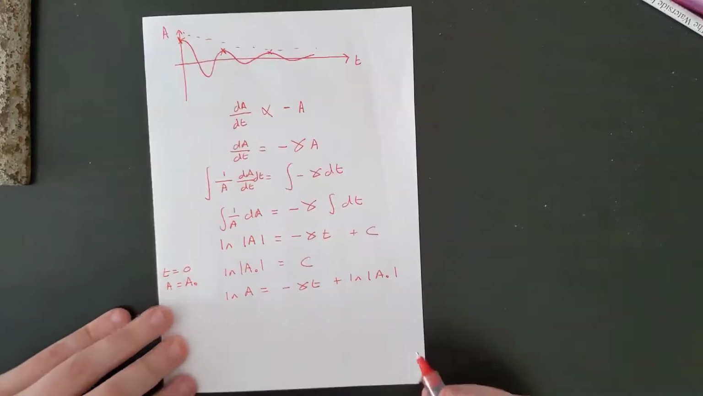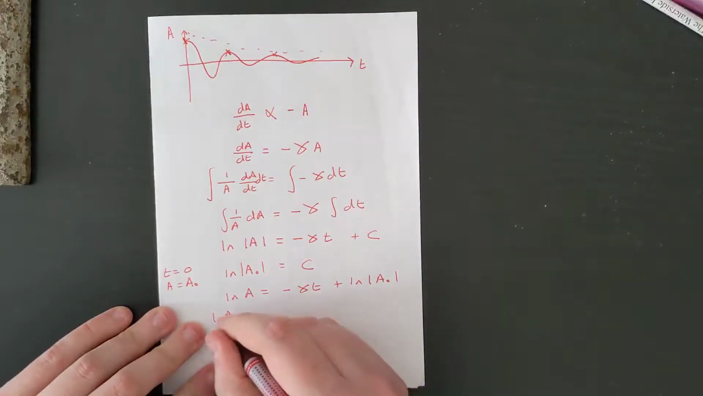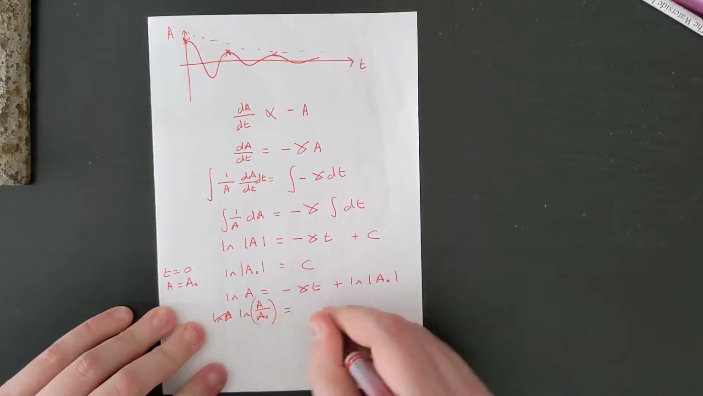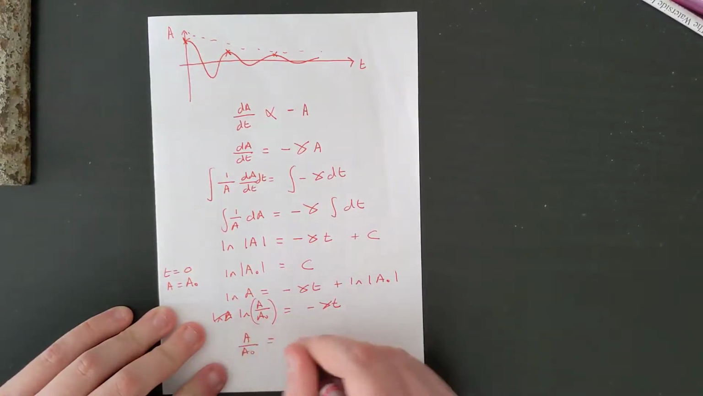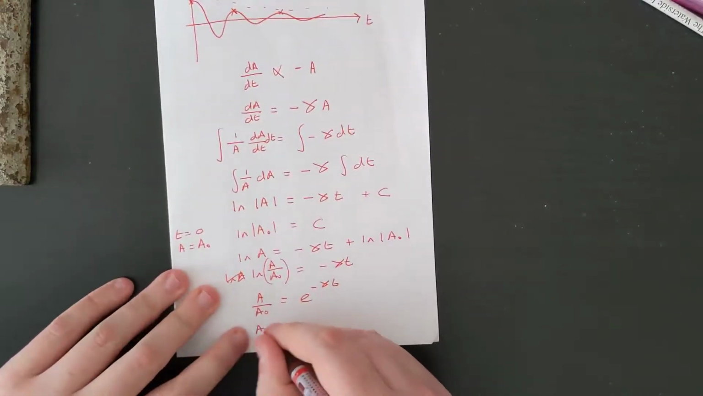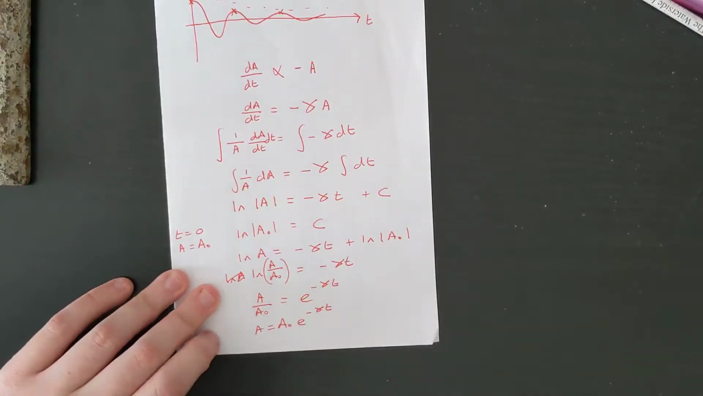I'm going to combine my natural logarithms. I get ln A subtract ln A0, which is ln(A over A0), is equal to minus gamma t. So A over A0 is equal to e to the minus gamma t, and so A is equal to A0 times e to the minus gamma t.